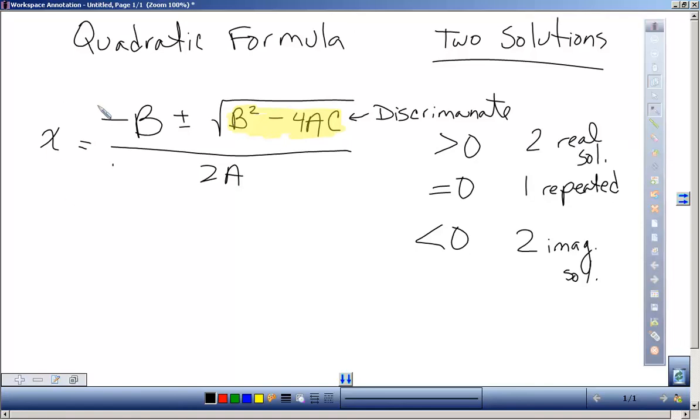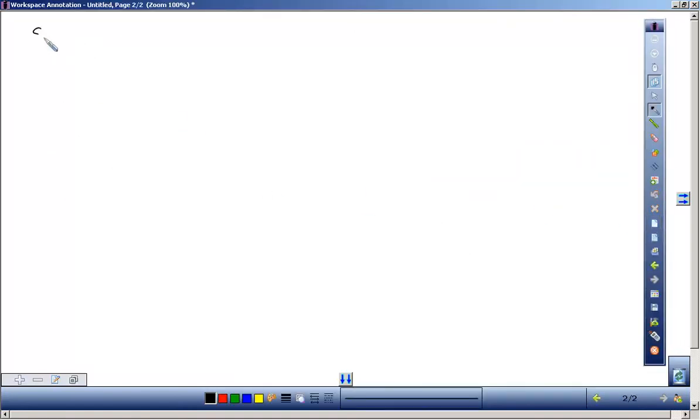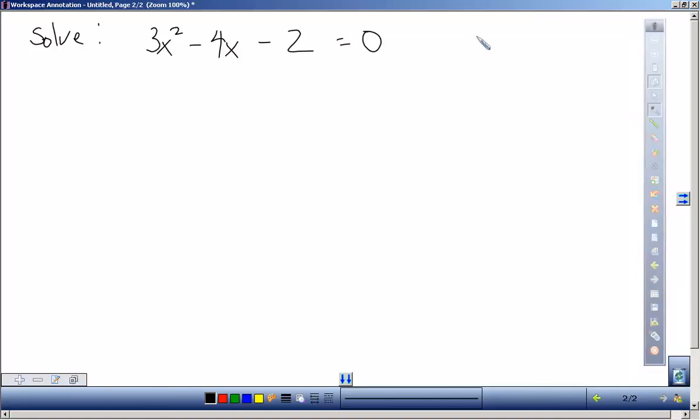So this is our formula. Let's look at a couple of examples of how we use it. Let's say that we want to solve 3x squared minus 4x minus 2 equal to 0.